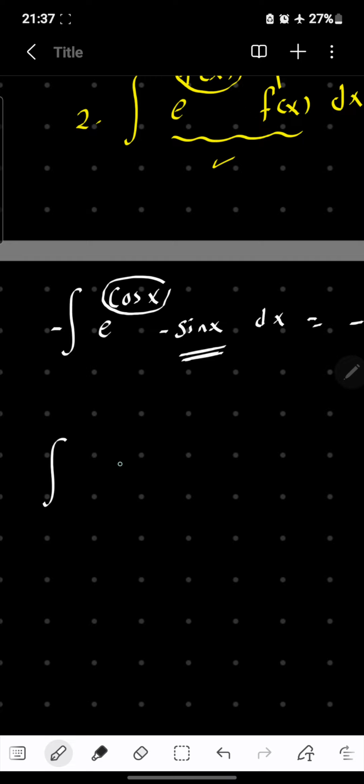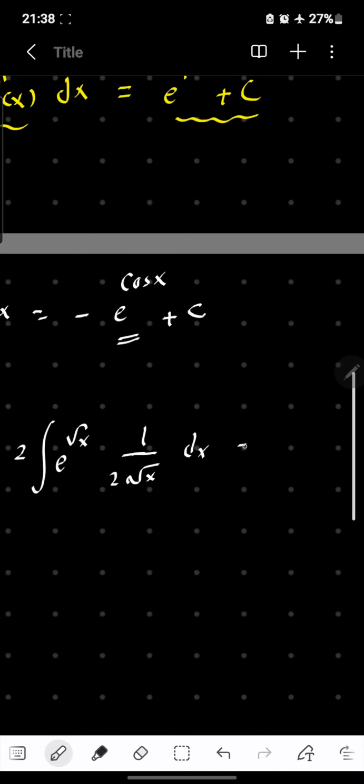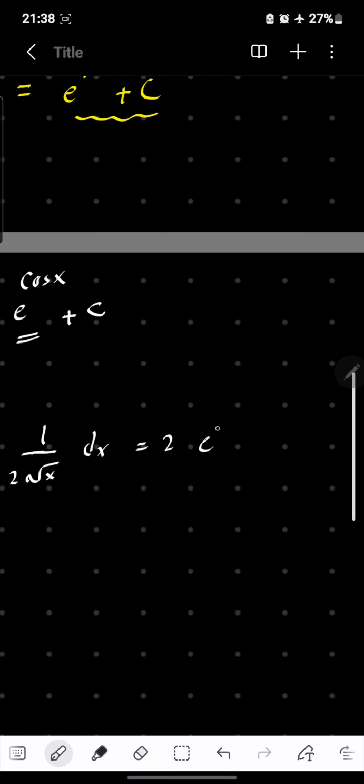What about this example? e to the power root x times 1 over root x dx. What is the derivative of e power root x? The derivative is 1 over 2 root x. So you have to multiply by 2 up, so with 2 here, it will be 2 e power square root x plus c.